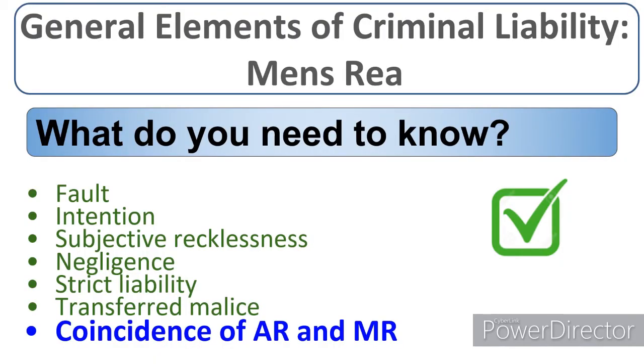Hello. This is the last lesson on the general elements of criminal liability, looking at the mens rea section on the OCR A-level specification. So we've gone through now fault, intention, recklessness, negligence, strict liability and transfer of malice. So what's left is coincidence of actus reus and mens rea, and that's our focus for today.